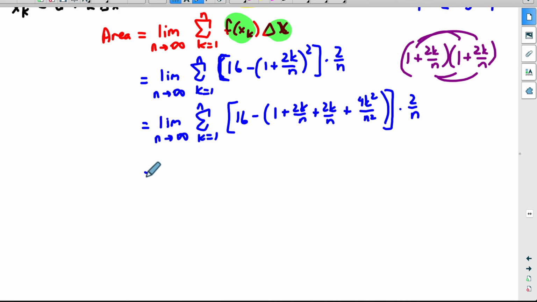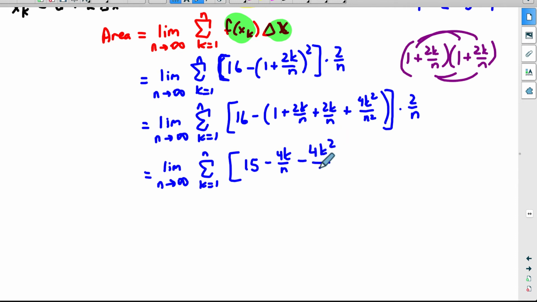Alright, let's keep going. So let's do a couple things here. We can do 16 minus 1, which is 15. Now remember, this minus refers to everything. So when we combine 2k over n and 2k over n, the denominator stays the same, and 2k plus 2k is 4k. But remember, this is actually minus that amount, so it's going to be minus 4k over n. And same here, you have to minus this, so it's minus 4k squared over n squared. And we're multiplying by 2 over n.